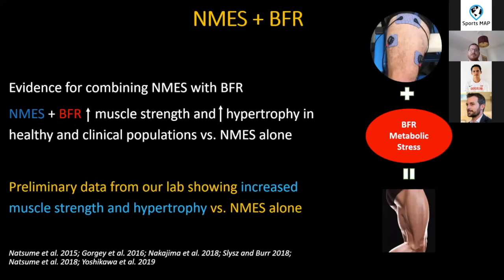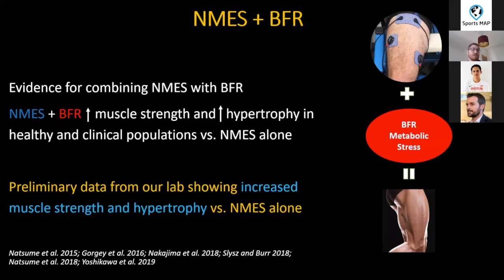So now, electrical stim combined with BFR. Like Mike said, this is the focus of my PhD, so get all your bias hats on for this. There is emerging but mixed evidence currently for combining electrical stim with BFR. We've got 2 human studies and 3 animal studies showing significantly greater improvements in muscle strength and size compared to electrical stim on its own. And this has been done in healthy and clinical populations as well.